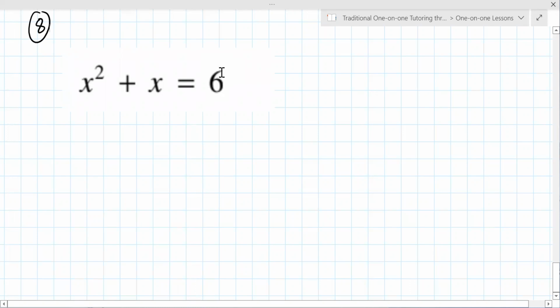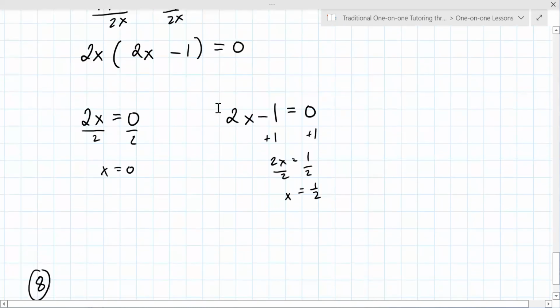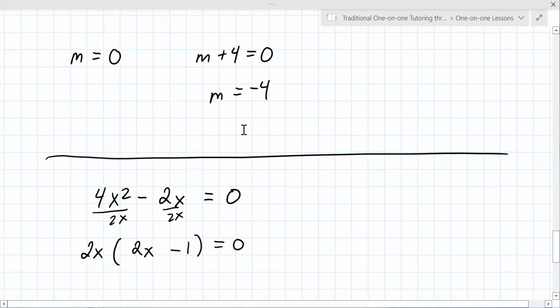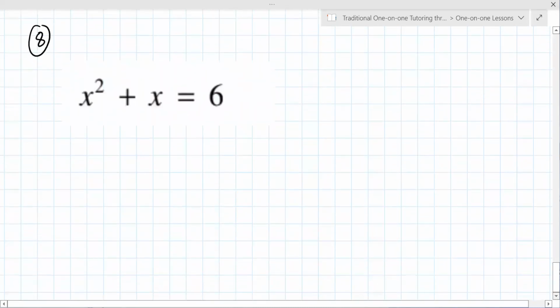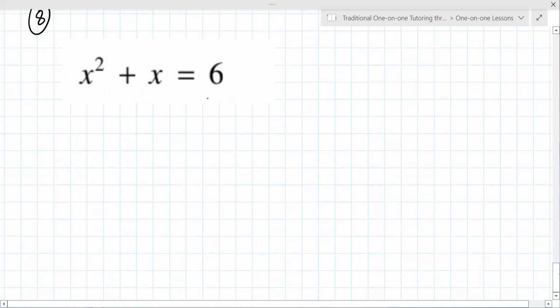So you always want 0 on one side of your equation. So we're going to subtract 6 from both sides. And this is x squared plus x minus 6 equals 0.